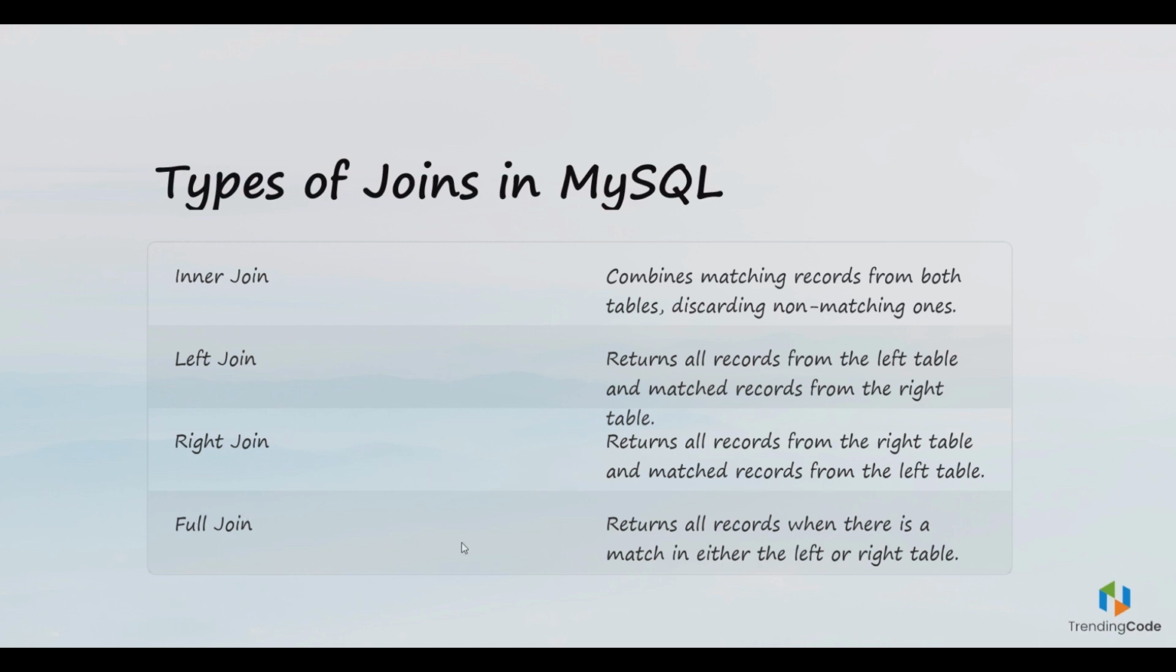Now the full join comes. It requires all the details, even if no data is matching in either the left table or right table, all the records will be fetched. So inner join, matching details; left join, left whole data and right matching; right join, right all data and left matching data; and full join, fetching all details, either matching or not matching.